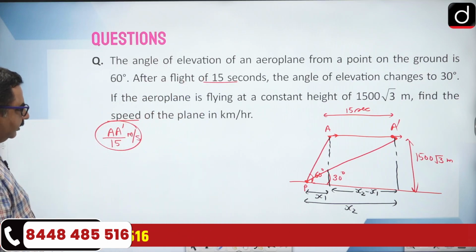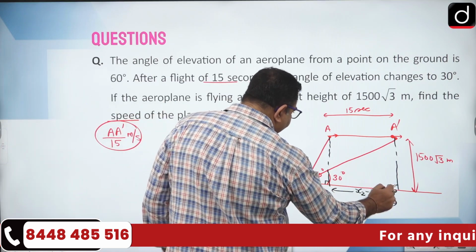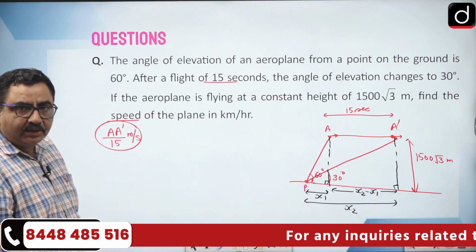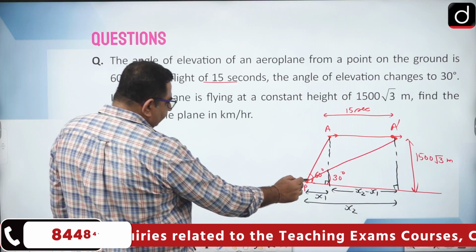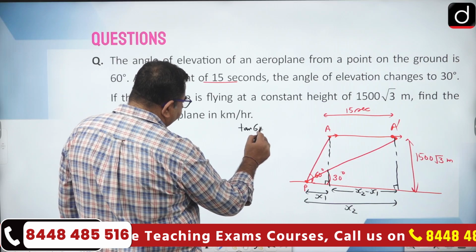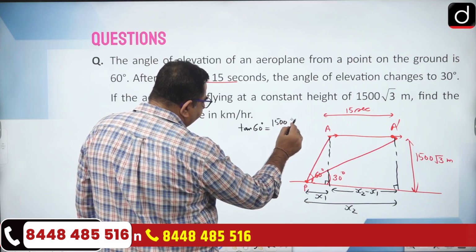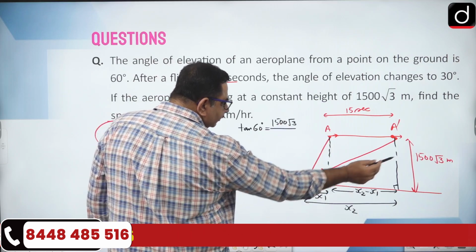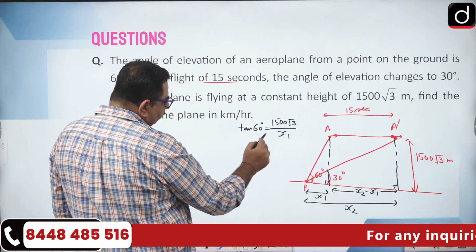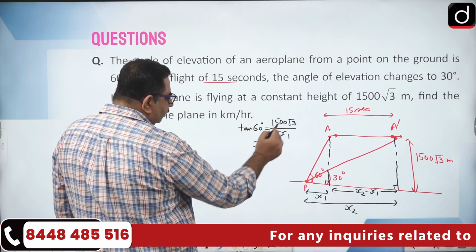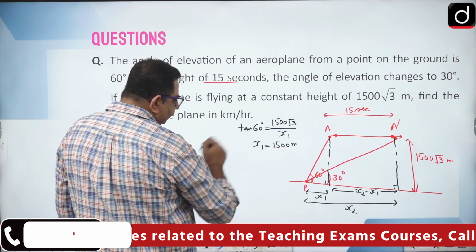X2 minus x1 is nothing but A dash, right? Because these are obviously right angle triangles. X2 minus x1 is equal to A dash. So let's see, if I apply tan 60 degree, that is equal to what? This height, 1500 root 3 is the height, by base x1, right? Since tan 60 is root 3, root 3 will cancel out. So x1 is equal to what? 1500, right? These many meters.